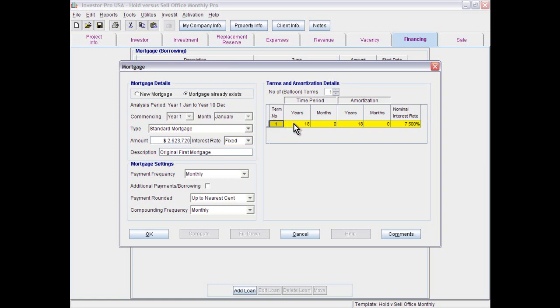The remaining amortization is 18 years at 7.5%. So I've now set up the original mortgage that was generated when the building was purchased by using the outstanding balance today and the remaining amortization period and the interest rate.